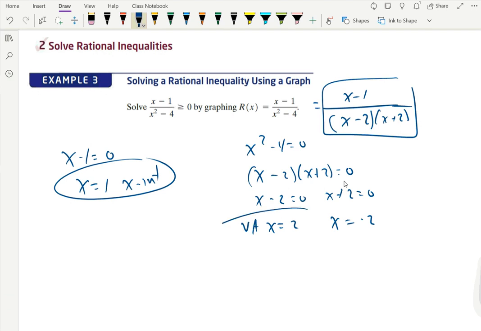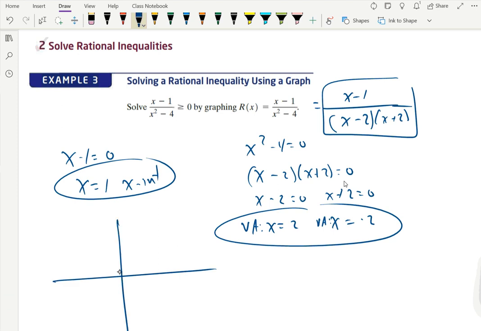Down here we end up with our vertical asymptotes: a vertical asymptote at x equals 2 and x equals negative 2, and an intercept at x equals 1. So at negative 2, positive 2 and x equals 1, we have the key pieces. What does the graph look like? Each of these vertical asymptotes occurs only one time, so these are odd multiplicities. That means we're going to be positive on one side and negative on the other of each of these asymptotes.